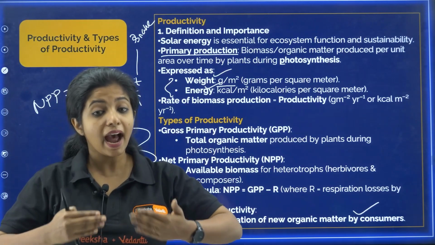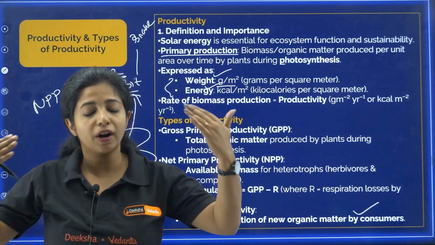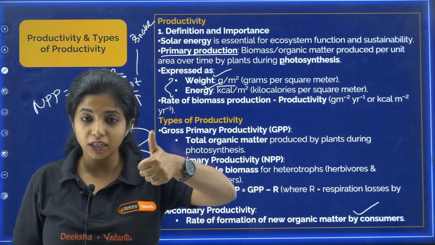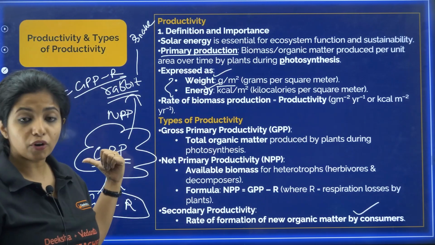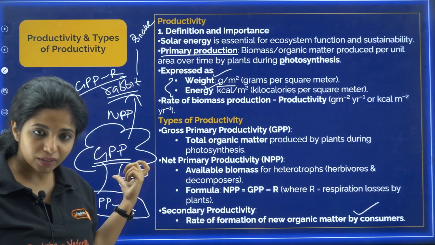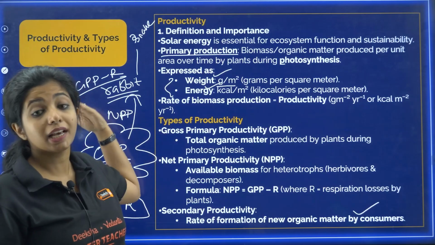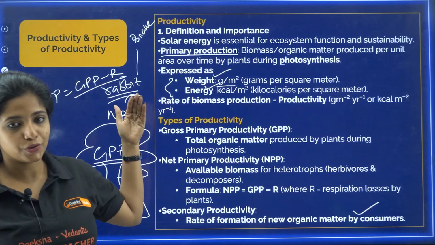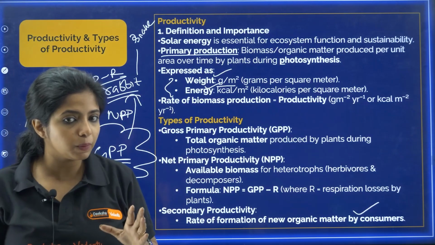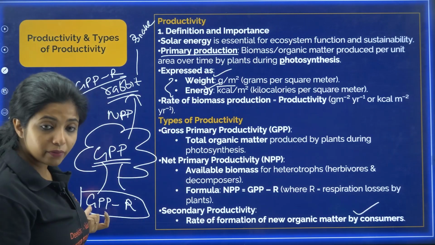The rate, when we add a term rate to it, you call it productivity. You have three types: gross primary productivity, that is the rate of production of organic matter by the plants. Okay. Now, what is net primary productivity? The available biomass for the next organism, that is heterotrophs, my dear children. But is it exactly like GPP? No. GPP will be always more.